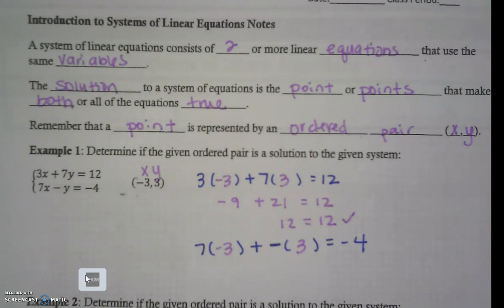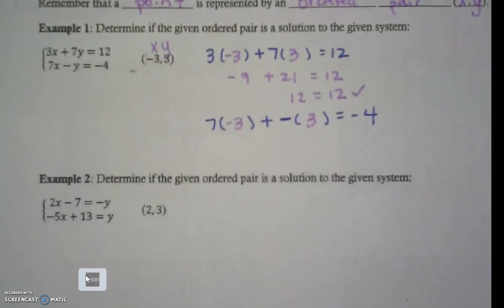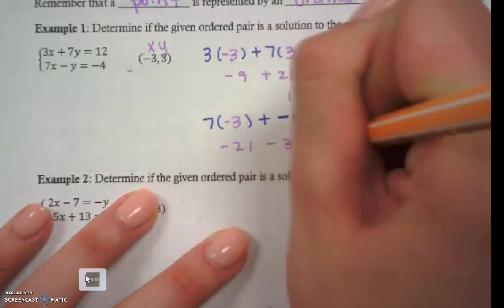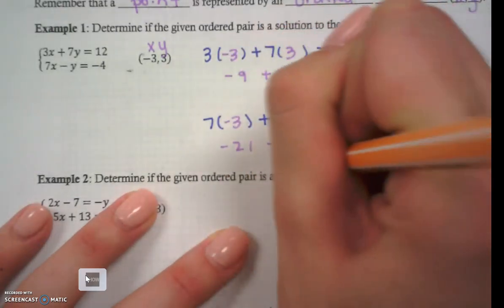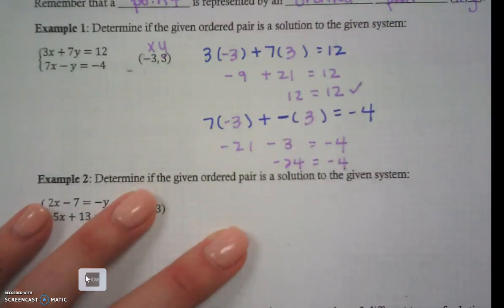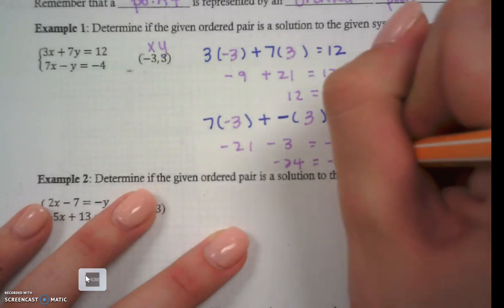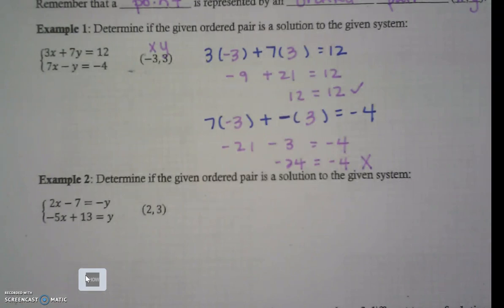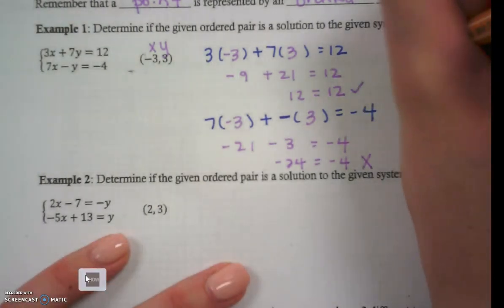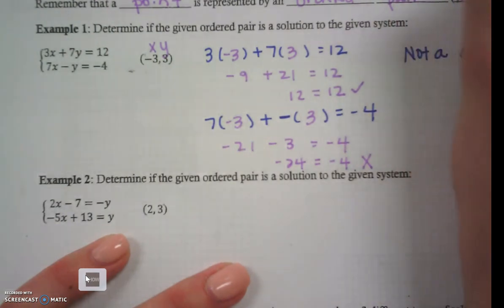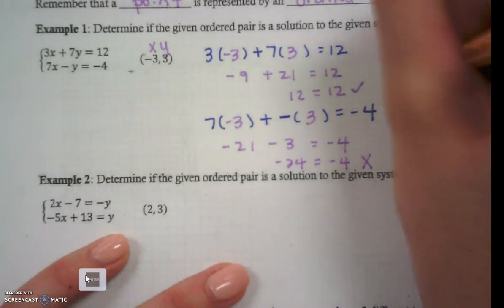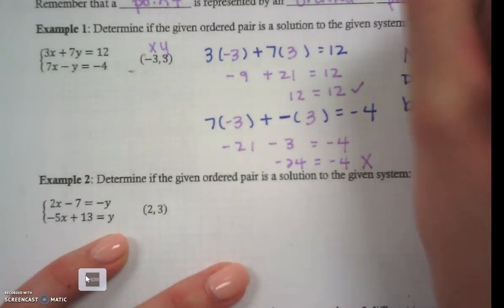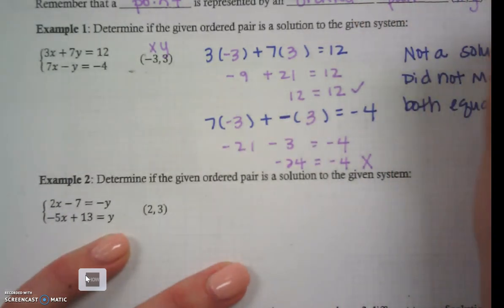So let's check out this second equation here. So we have a negative 21 minus 3 equal to a negative 4. Is it possible for a negative 24 to equal 4? No. So I'm going to put an X here. That's not possible. So is this ordered pair a solution to my system? It is not. Not a solution. It did not make both equations true.